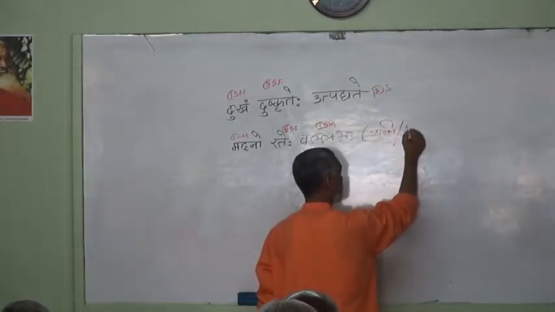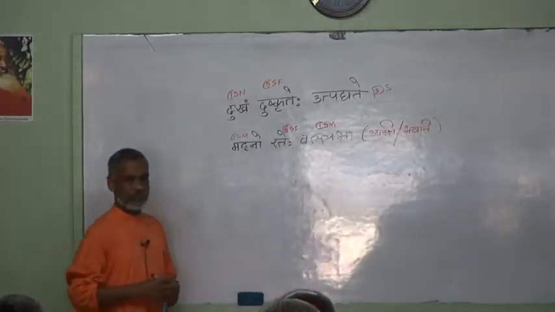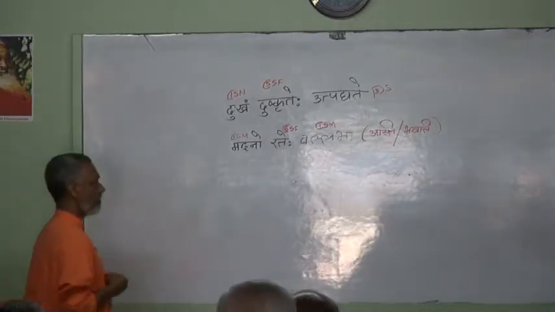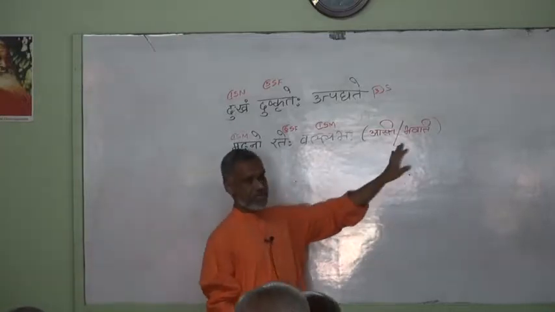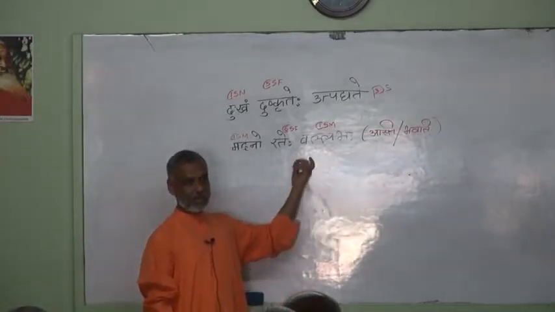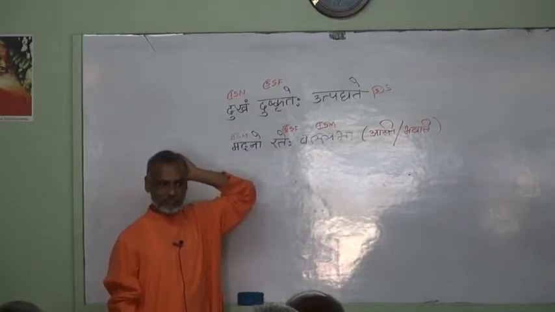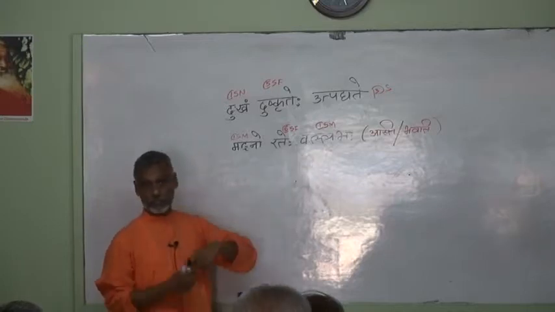Asti, or that is what we will be missing. So now what is it? Or you will say Madana is the darling of Rati, or Madana is the beloved of Rati, because this is the 6th case now, of.